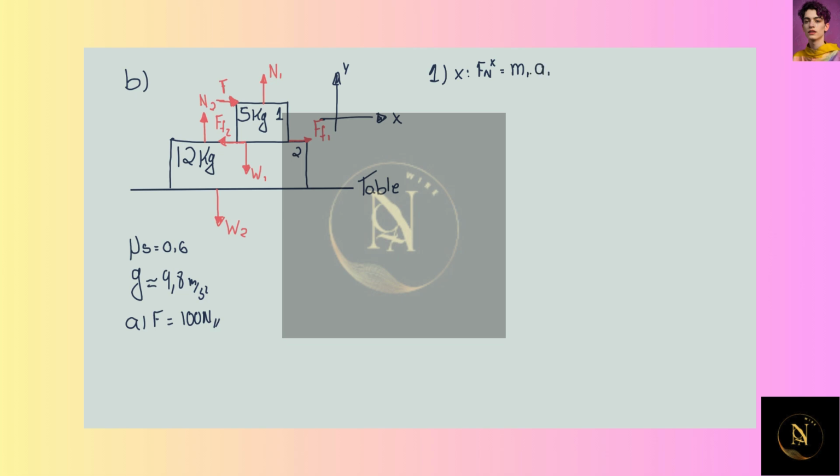Again, both blocks need to have the same acceleration if they are not slipping on top of one another, so let me write it like that. I will just put A in here. The net force that acts on block number 1 is composed of two forces now.